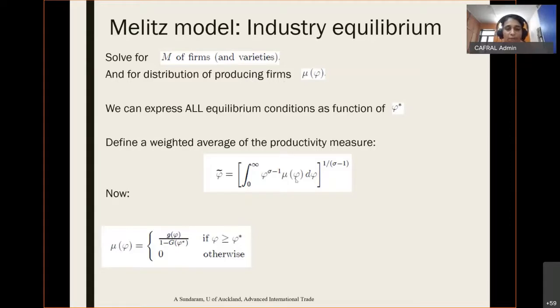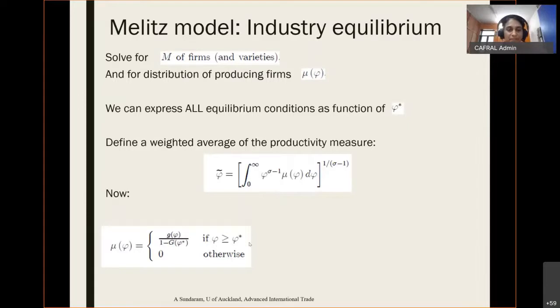And we already know what that mu is going to look like. For all the firms that have jumped that productivity threshold, so for all the productivity levels greater than or equal to the threshold productivity level phi star, the probability is just g divided by 1 minus G, because this is the conditional productivity distribution. So g is the density function, and you have to divide, because you're conditioning on the fact that they are producing, by 1 minus capital G, which means the probability that your phi is greater than or equal to phi star. And zero otherwise. So mu is going to be zero if the firm's productivity level falls below phi star, because then that firm is not going to be producing.